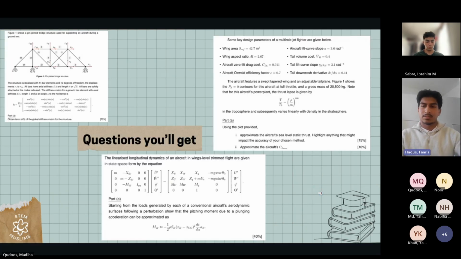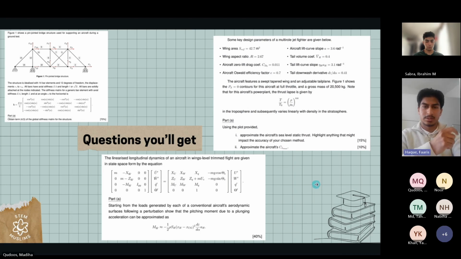So now here's examples of some of the questions that you're going to get in exams. On the left is a structures question, at the bottom is a flight dynamics question, and on the right is intro to aeronautics. These are questions I had to solve in my exams, so just take a second to look at the style.